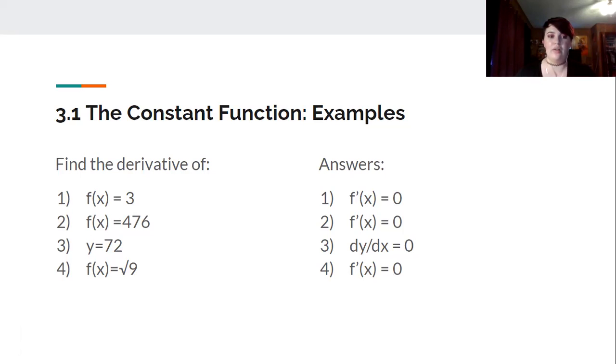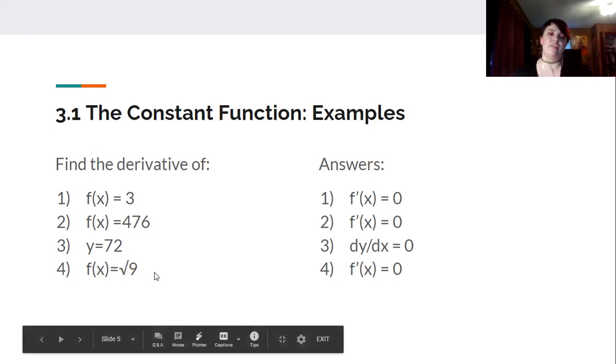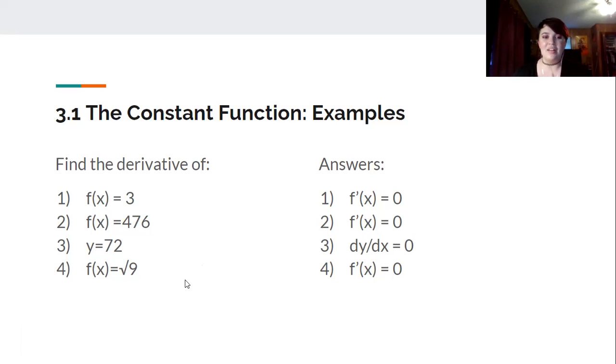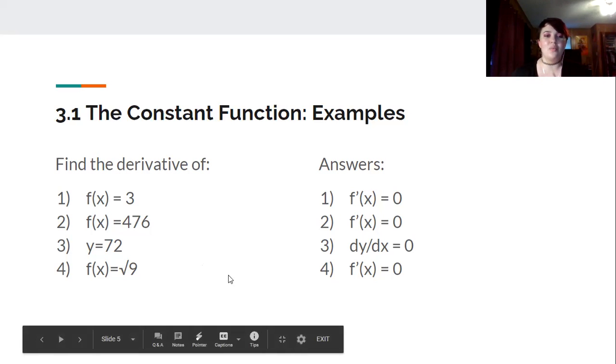The graph of y equals 72. Again, it doesn't matter how big our number is, as long as it is just a number, its derivative will be equal to 0. And we just have one more example of f of x equals the square root of 9. Well, the square root of 9 is 3, plus or minus 3, which is just a number again.